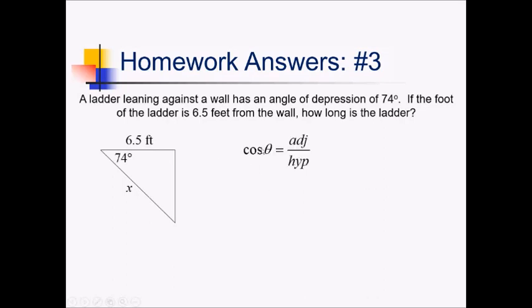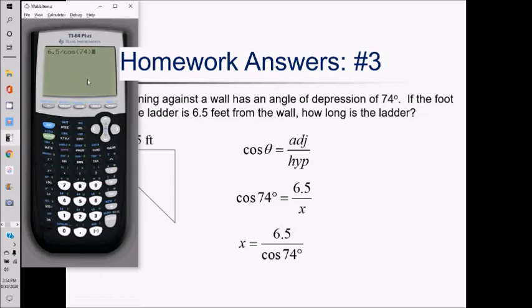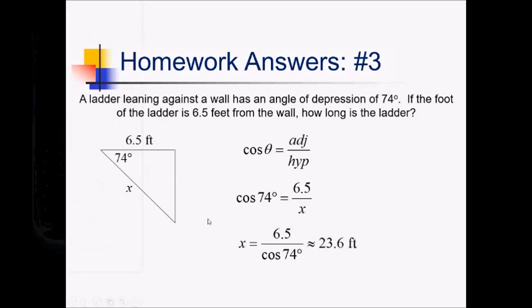So we have cosine of our angle of depression, 74 degrees, equals our adjacent side of 6.5, divided by the hypotenuse of x. And then to solve for x, I just have to multiply by x and divide by cosine of 74. So we have 6.5 over cosine of 74 degrees. Let me do the calculator for that now. So plugging that in, we end up with 23.6 if I round to the nearest tenth, and that's going to be feet. So that's going to be how long our ladder is.